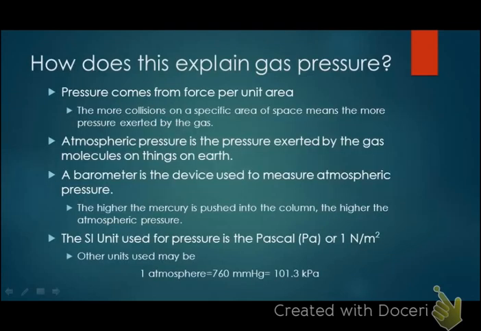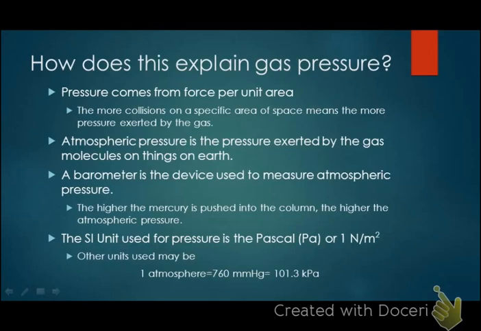Now, how does this explain gas pressure? The term pressure comes from the formula for force per unit area. So the more collisions on a specific area of space, the more pressure that's exerted by the gas.